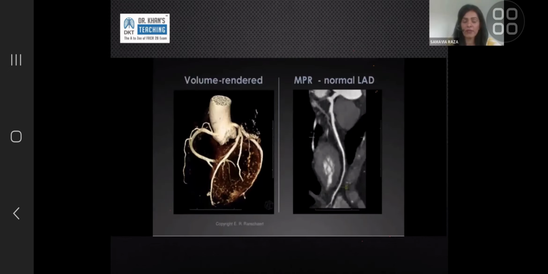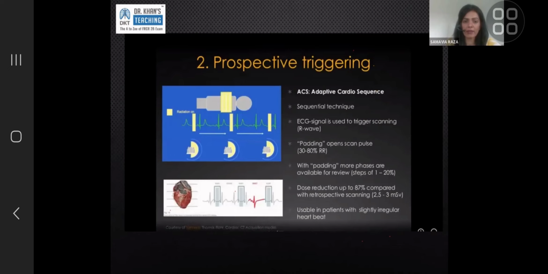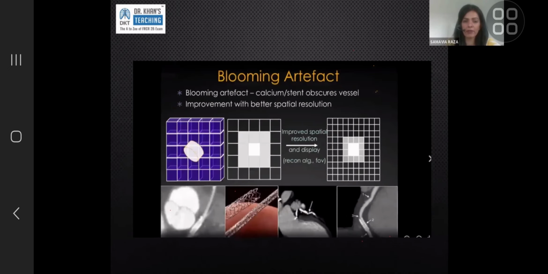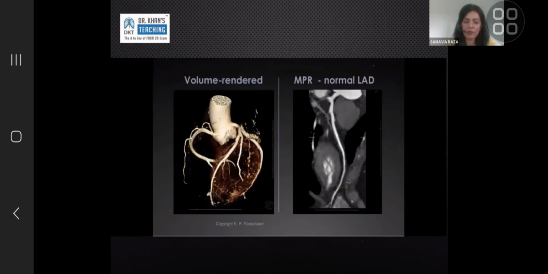The softwares give you a volume rendered image of the heart once the scan is finished. What that means is it will give you a 3D reconstruction. It can look like that, or it can look like the whole heart. It is just a visual guide. It is not a diagnostic image.